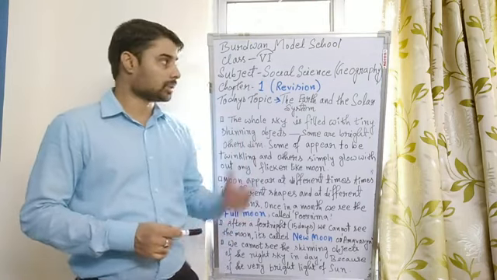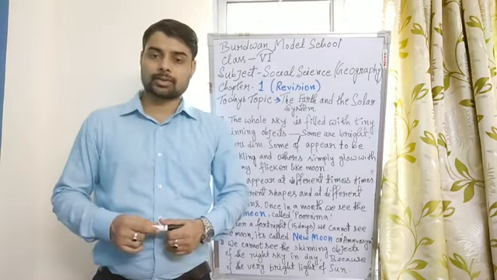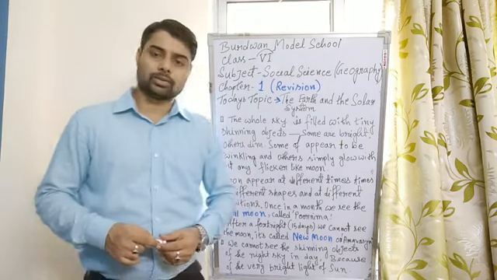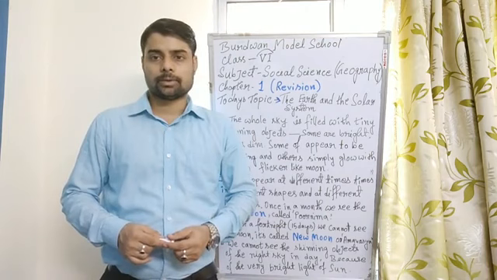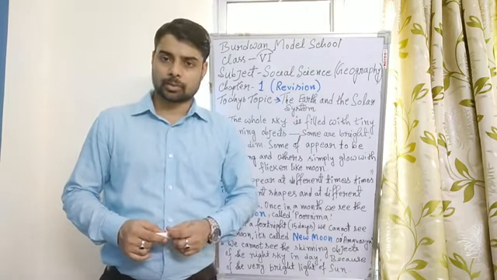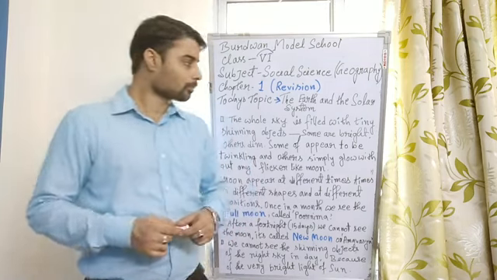Today, in our social science geography class, I will revise the first chapter of your geography book. It is the Earth and the solar system. And today, I will discuss the main points from this subunit one by one.